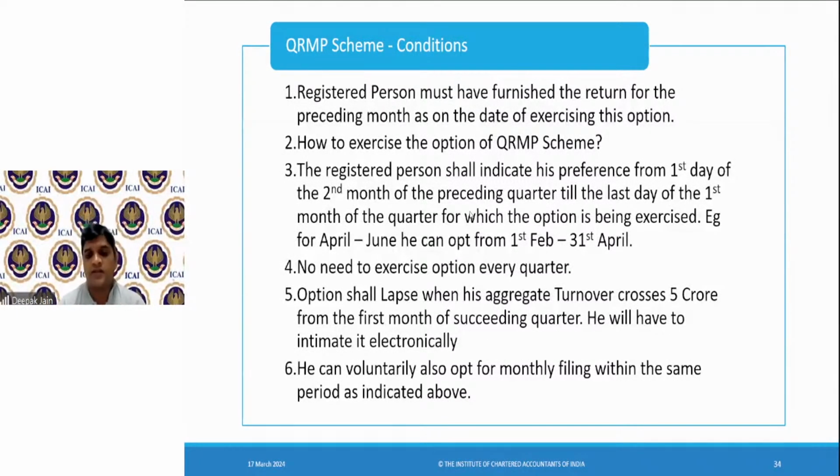Correct, Aisha. So for a person in QRMP, the return is quarterly and 3B is the return. The term itself says that it's a quarterly return. So he will not file 3B monthly. He will file the 3B on a quarterly basis. In the exam, calculation of interest can come. Why not?